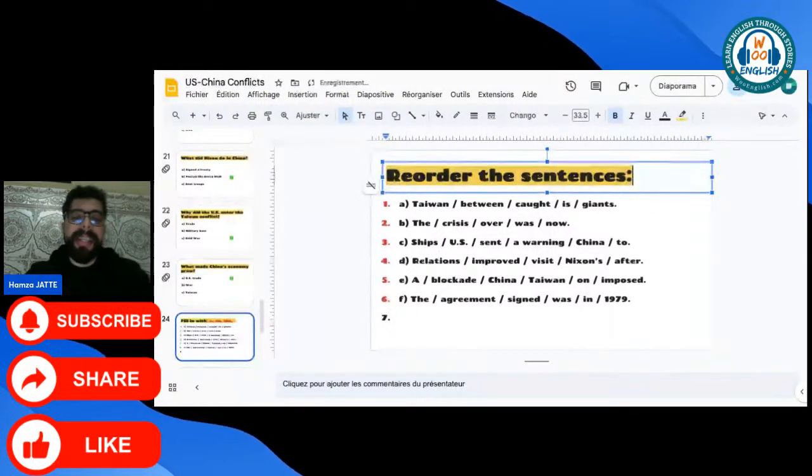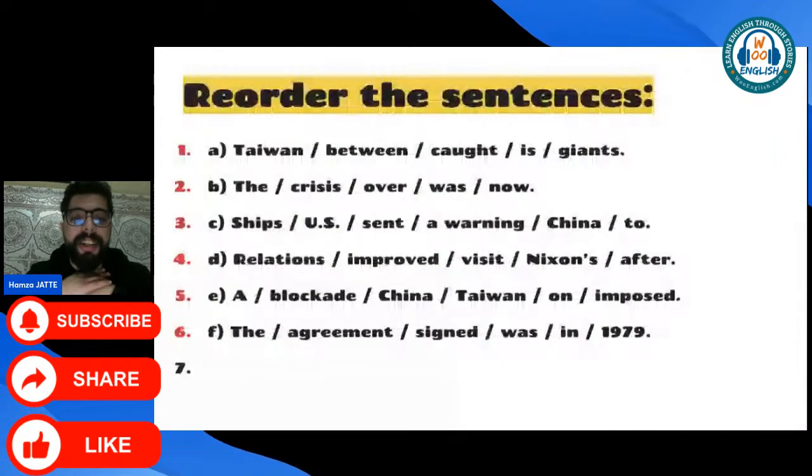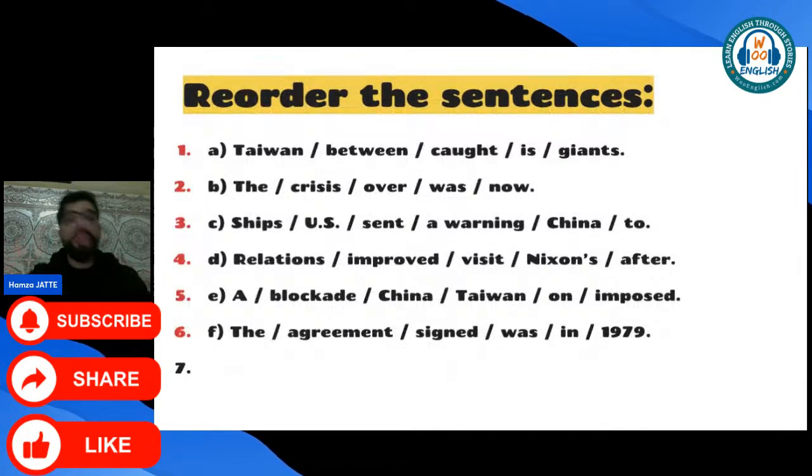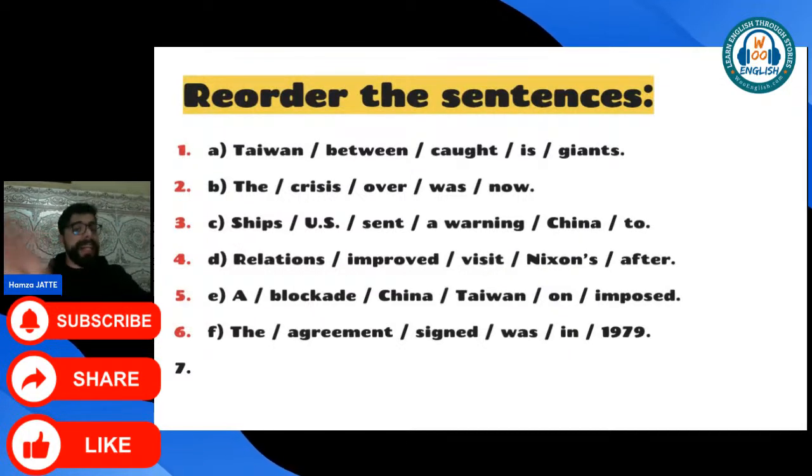Reorder the sentences here. So can you help me reorder the sentences here? So I have: Taiwan between caught is giant. These are, by the way, sentences from the text that we listen to, but you just need to put them in the right order. The crisis over was now.